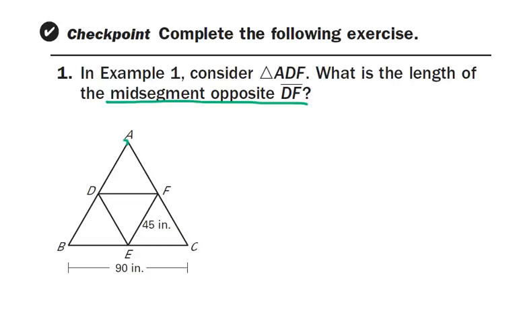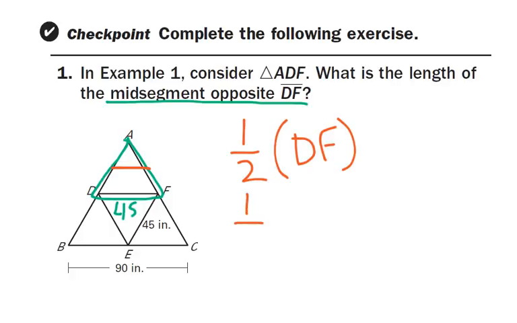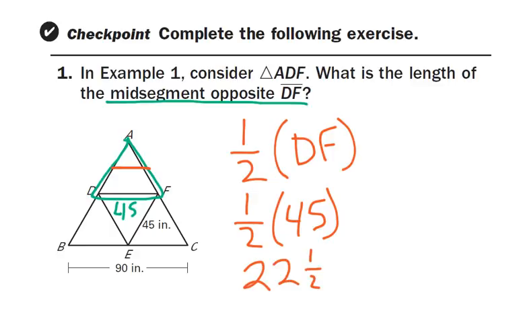Okay, so hopefully you guys realize that we're dealing with this triangle here, and we can figure out that if BC is 90, DF is 45, the mid-segment opposite DF would be this one right here. So the mid-segment opposite DF is going to be half the length of DF, so half of 45 is equal to 22.5 inches long.